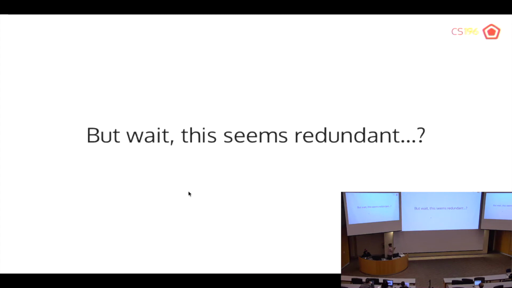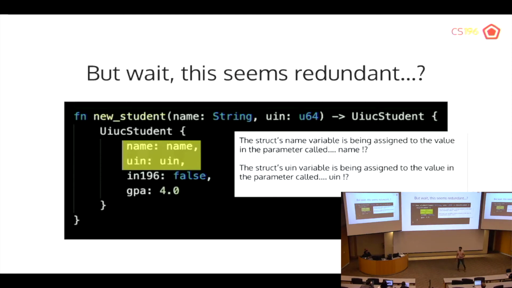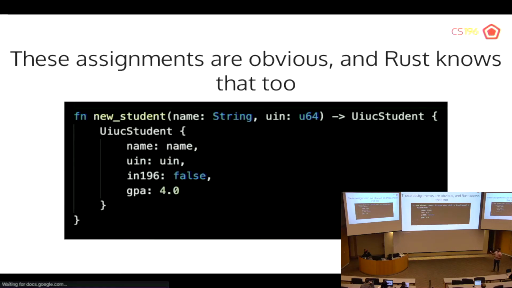But wait, doesn't this seem kind of like a waste of time? Because if we notice the variable name that we're passing into the function, the parameter name, and the parameter UIN is going to be the name and UIN of the struct that we're creating. This is kind of redundant code and makes no sense. But we get this redundant obvious, and so does Rust.